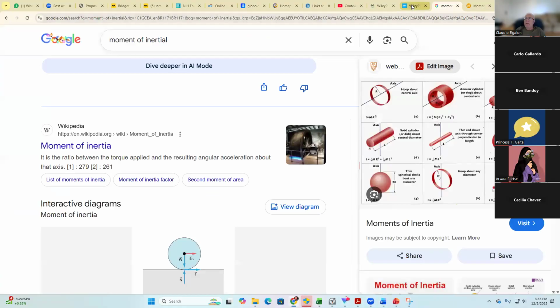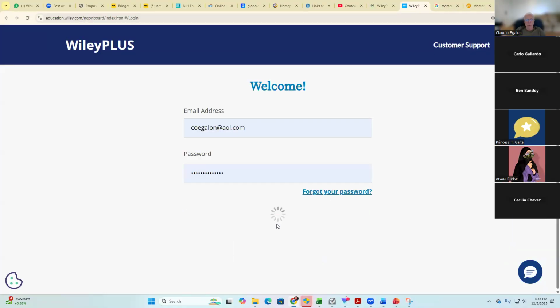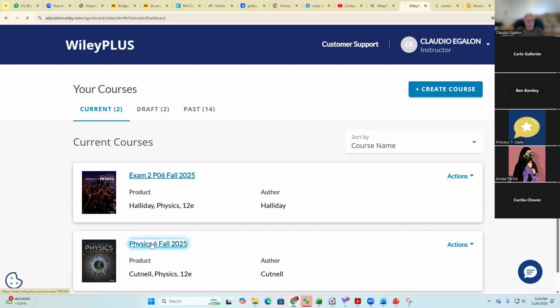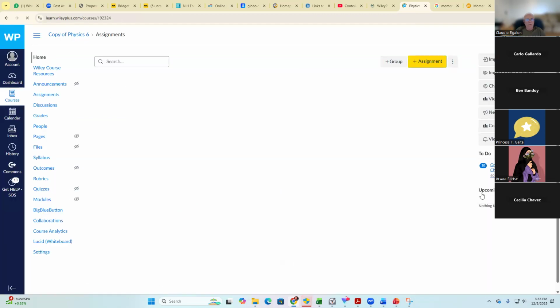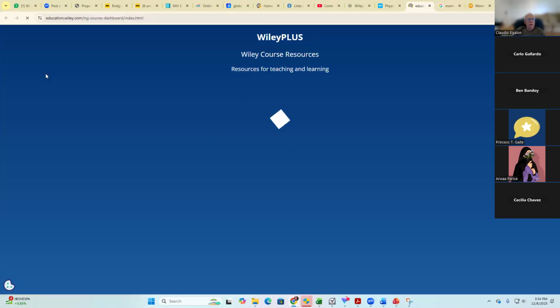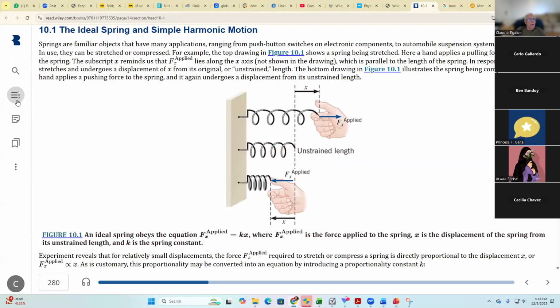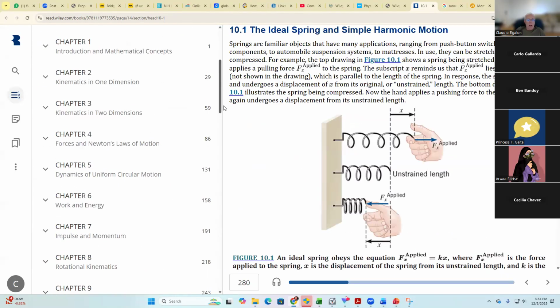Let's see if the book opened up. Oh yeah, here you go. Finally, took a long time. Physics, right in here. Wow, Wiley is so slow today. Let's see this one here. Launch. Okay, that's this section here. Chapter 10.